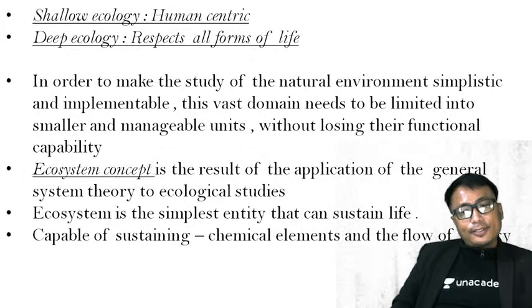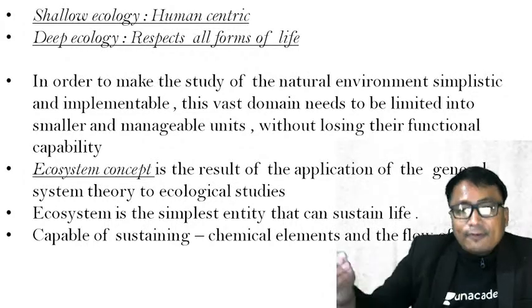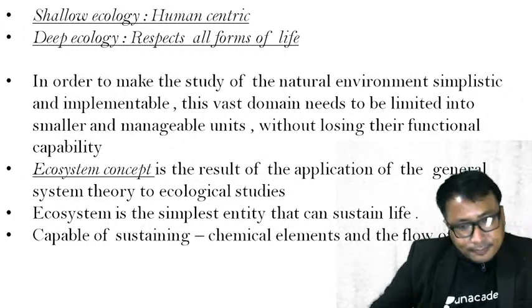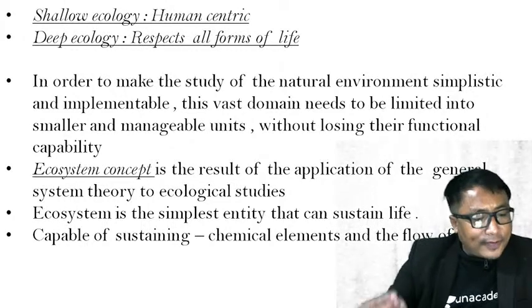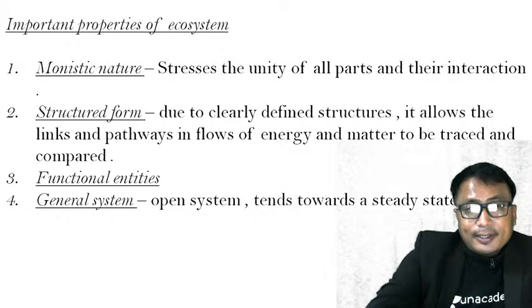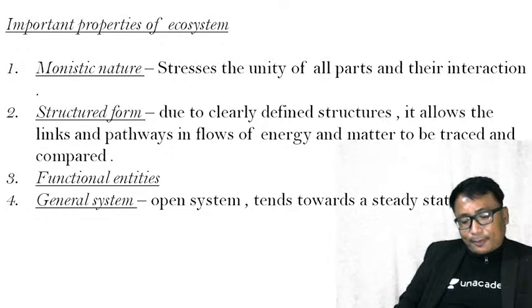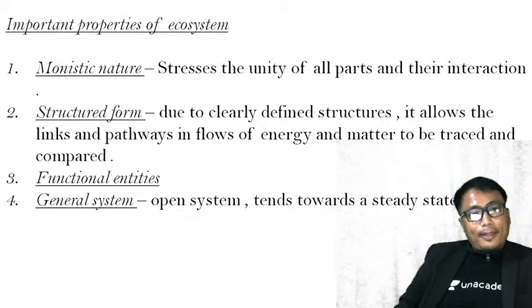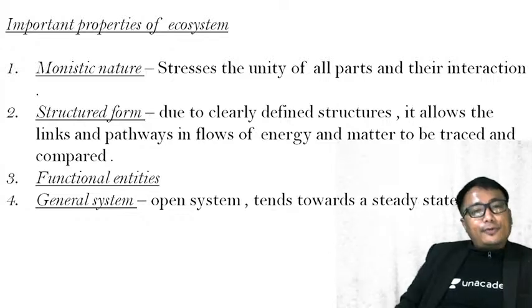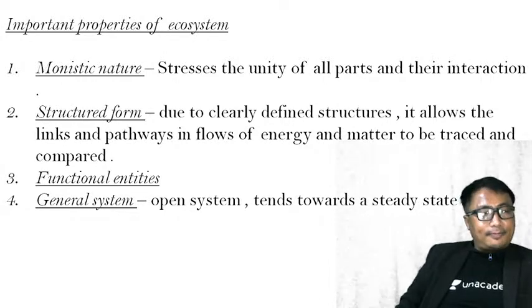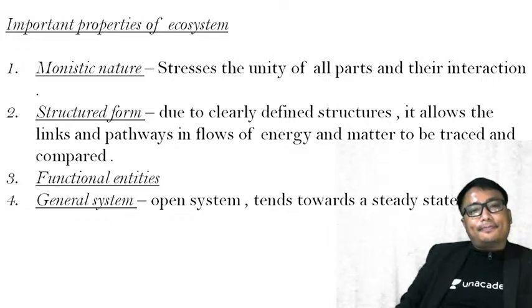Okay, don't worry about this. We are going to see what the flow of chemical and the flow of energy are. Okay, now important properties of ecosystem. Let us first see some important properties of this ecosystem. Number one, monistic nature. Number 2, structured form. Number 3, the functional entities. Number 4, the general system. These are some of the important properties of an ecosystem.